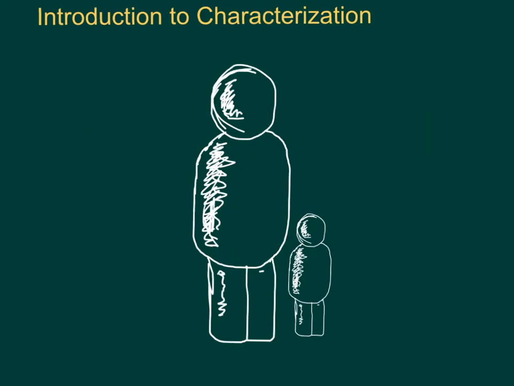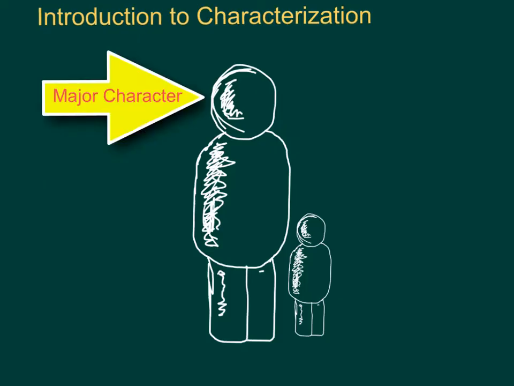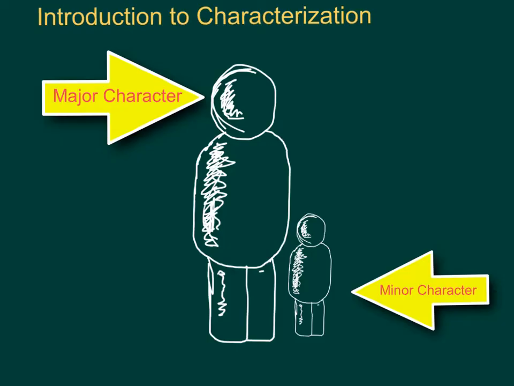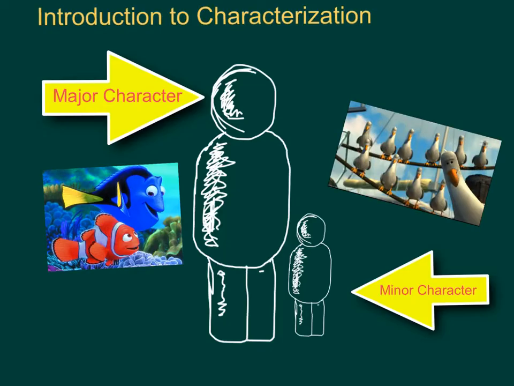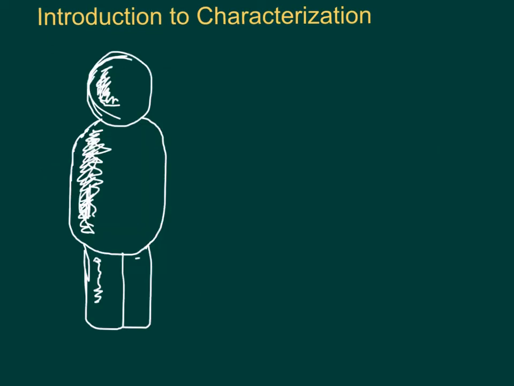Characters in a narrative can be divided into two different types. You have major characters and minor characters. Major characters are the most important characters in the story, and they play a very big part. Minor characters, on the other hand, are the less important characters, who might only show up in a scene or two.